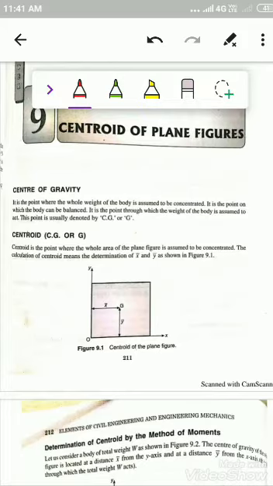So let us see the fourth module, that is the centroid of a plane figure. This is a completely different concept that you can learn easily, and it is not connected with the previous modules. It is a separate concept, and you have very simple problems also. You can solve the problems easily if you understand the concept clearly. So let us start with the fourth module, centroid of a plane figure.